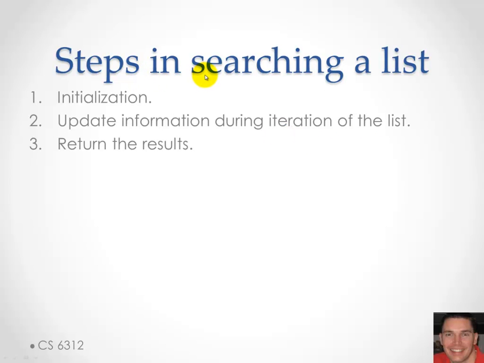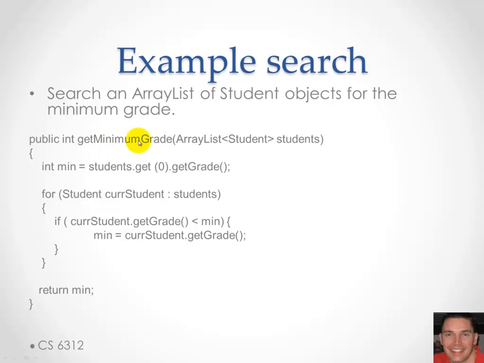By way of reminder, our steps in searching a list: we have our initialization, we have our iteration through the list where we're going to be searching and updating information as necessary, and then once we've iterated through our list, we're going to return the results. I have a method here called getMinimumGrade. It's going to exemplify those three steps, and it's going to be similar to some methods that you've already written back in CS6311. So here's our initialization. We're going to be getting the minimum grade of our very first student, and that's going to be our initialization. Then we have our iteration where we're going to iterate through each element in the list. That's this for each loop here.